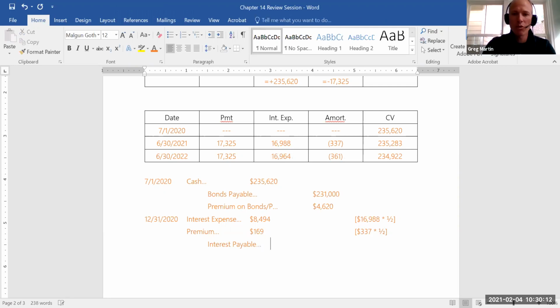And then with the interest payable, very similarly, the full amount of interest would be $17,325, but of course we're only accruing half of that. So 17,325 times 1/2. Again, the reason why it's interest payable is because there is a contractual obligation to pay interest. And so we do need to make sure that we accrue that.